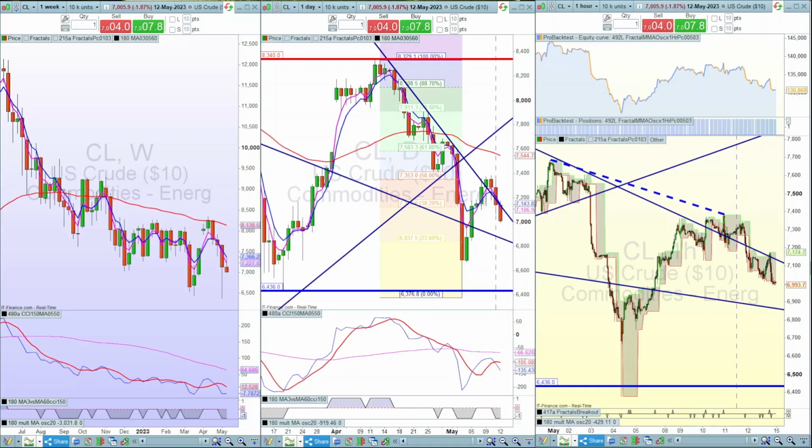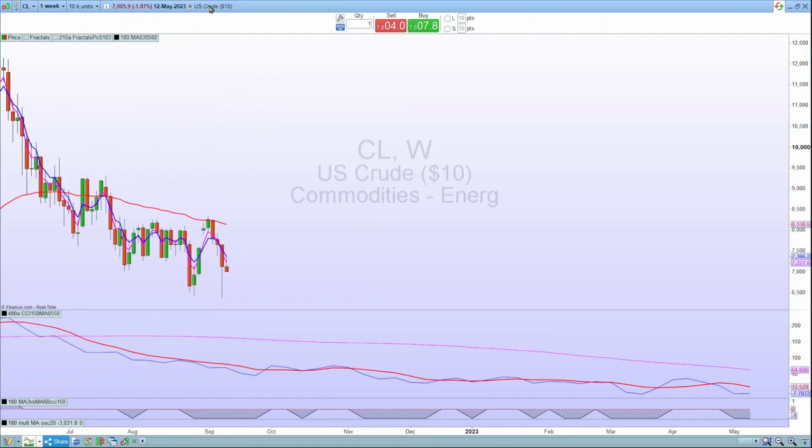Today is May the 13th, 2023. This is the US crude oil price update. You can see here on our weekly trend and our daily, they're both in bearish momentums. So let's look at each of these in detail.